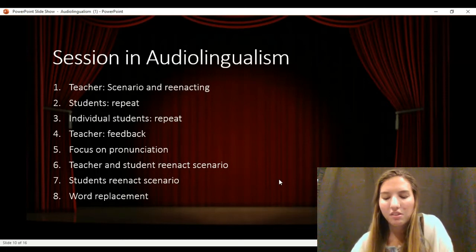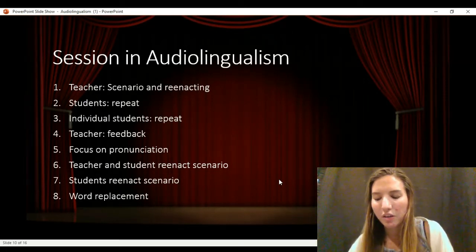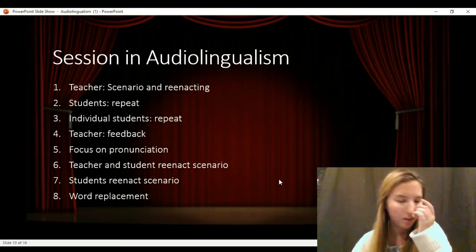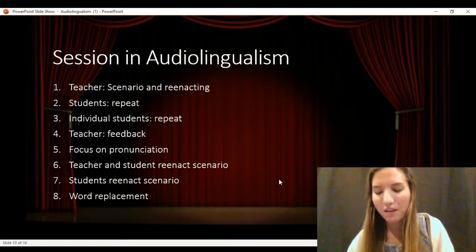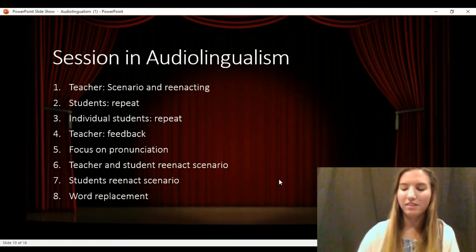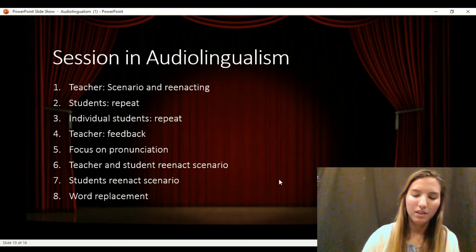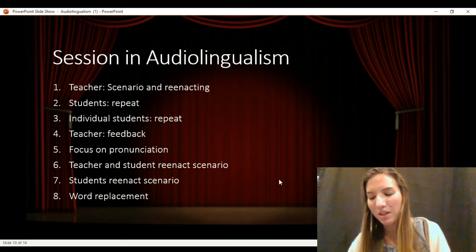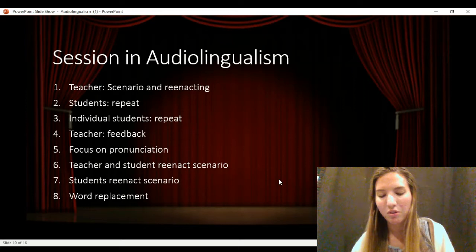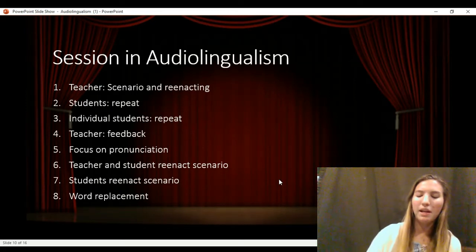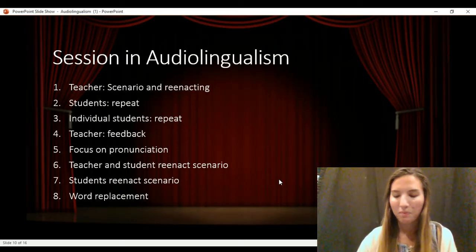A typical session starts with the teacher creating a scenario and reenacting the scene twice or more in front of the students. Then he will have the class repeat line for line exactly what he had said during the act. As he has them repeat after him, he divides the class into different groups and then has the individual groups repeat after him until they have all said it correctly.